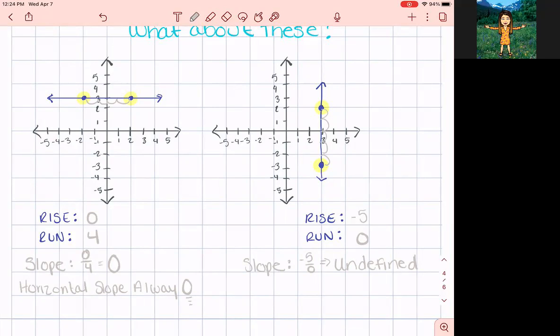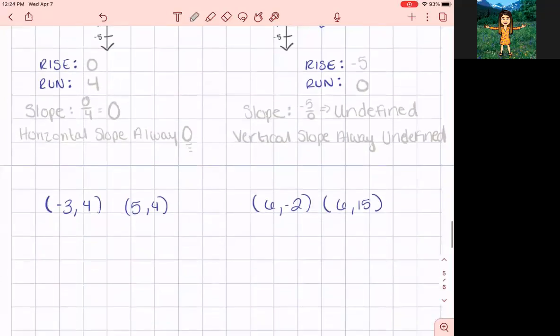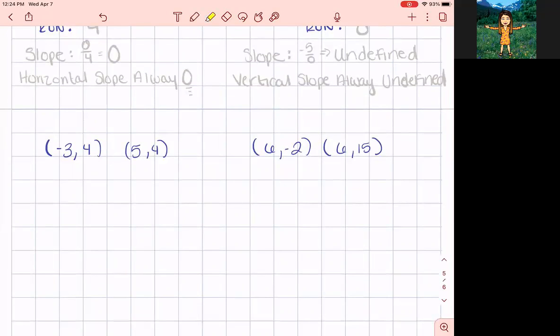It's undefined. So what we can say is vertical slope is always undefined. So you can do that system I just did where you found -5 over 0, or you can just remember undefined. If we want to know what that looks like in a coordinate pair, copy them down.